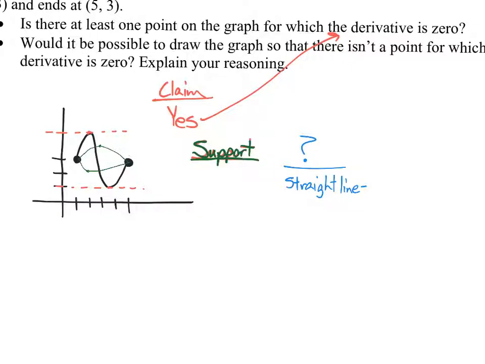Well, Melissa answered that. That's going to be a horizontal line, right? And the slope equals 0. So of course, the derivative would be 0. Okay? What are some other questions?